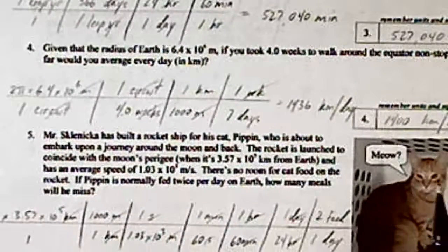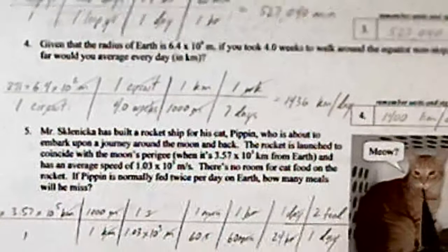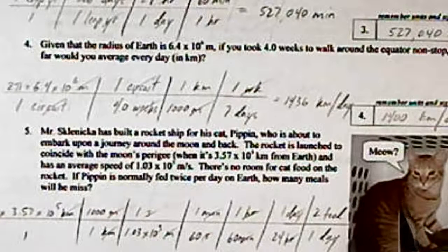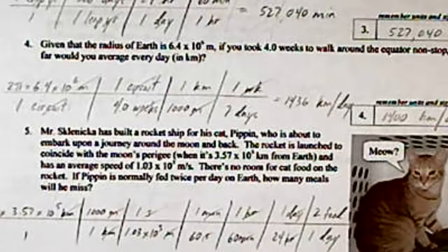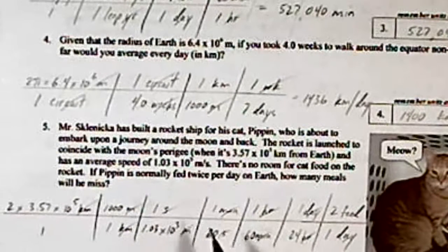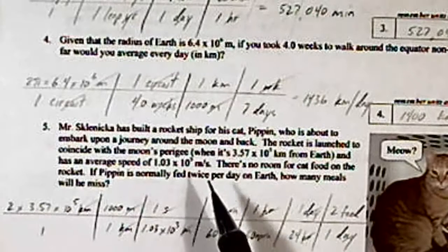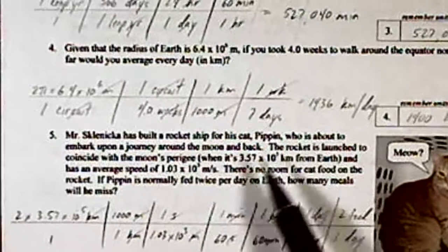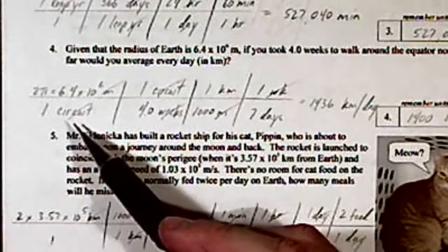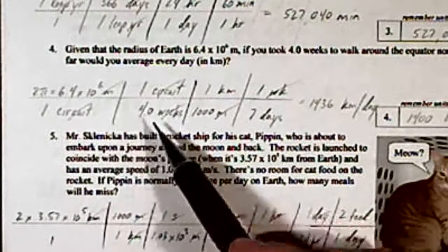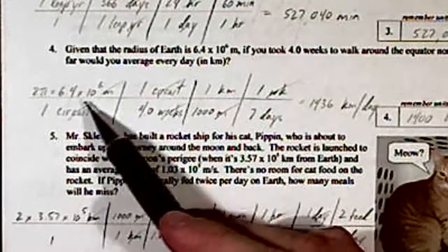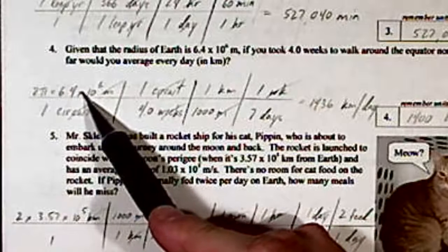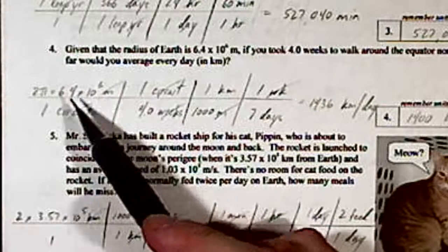Number 4. Given that the radius of the Earth is 6.4 times 10 to the 6 meters, say it took you 4 weeks to walk around the equator nonstop. How far? 4.0 weeks. How far would you average every day? So we're looking for a distance in kilometers per day as our end result. I'm actually given 2 things. I'm given a distance, which if I multiply that radius by 2 pi, I get the circumference of the Earth, so that's how far I'm walking.